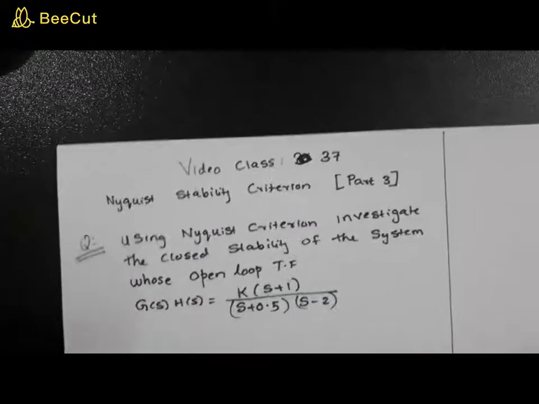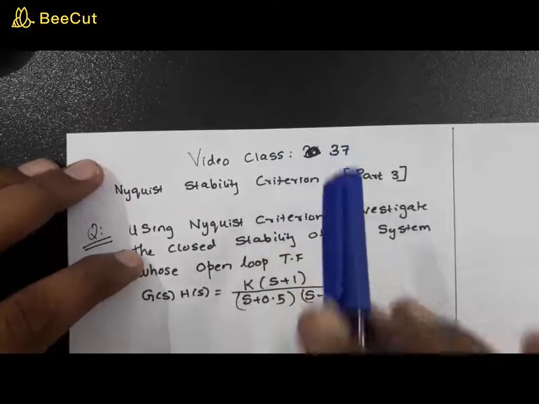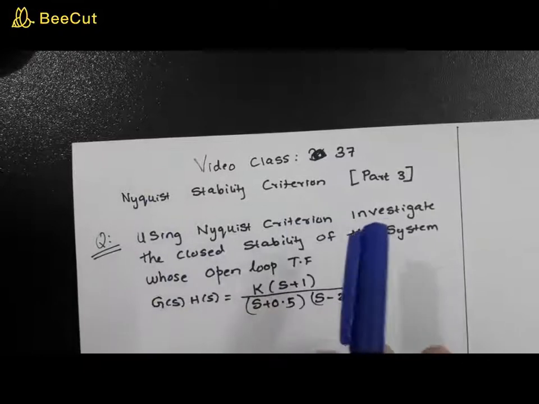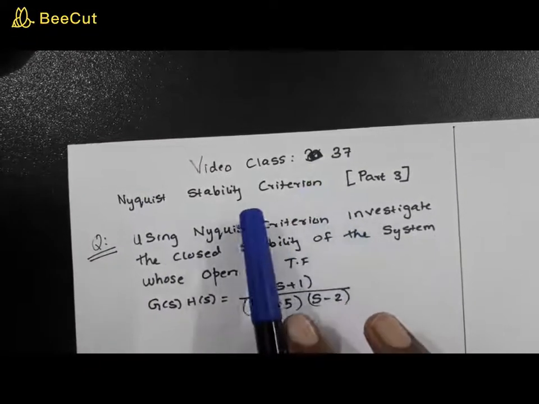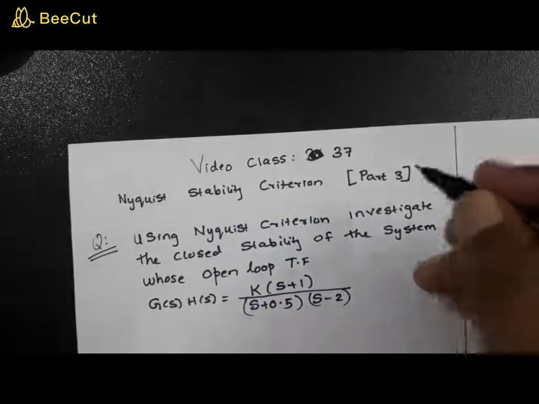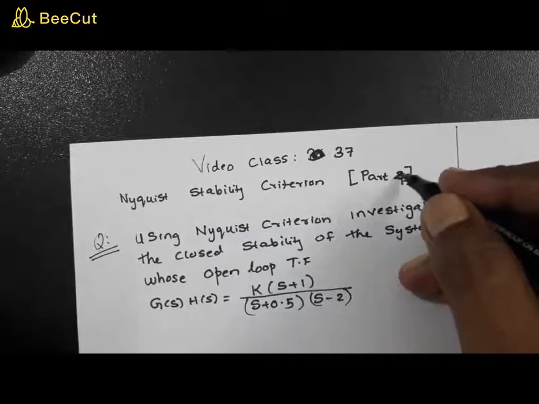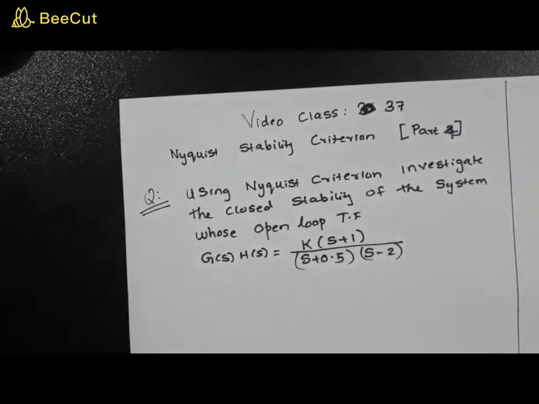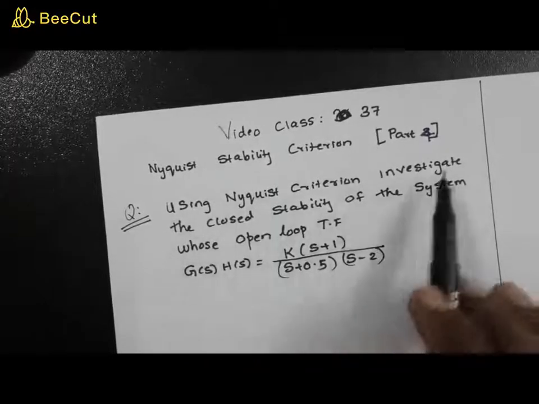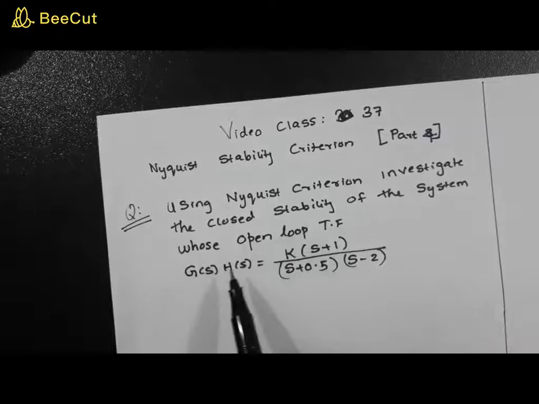Okay, welcome students to video class 37, and in this video we are going to continue our discussion on Nyquist stability criterion, and let us mark this as part 4. Now here also we are going to do a problem. The question is, using Nyquist criterion, investigate the closed loop stability of the system whose open loop transfer function is given.